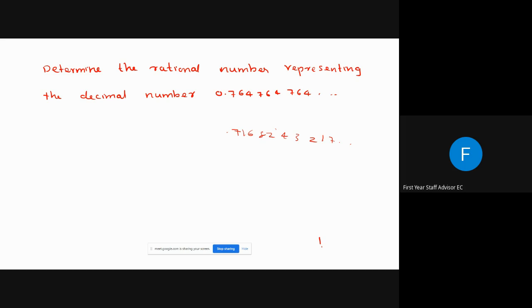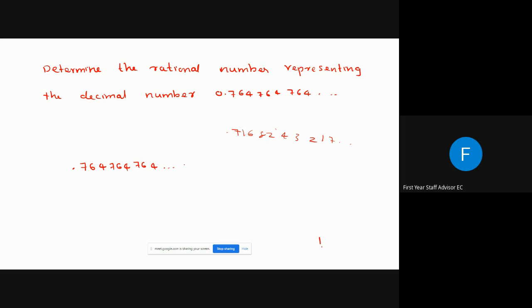We want to determine the rational number corresponding to the decimal number 0.764 764 764, etc. This type of question you have already done in your plus two in GP. That means 0.764 764 764, etc.